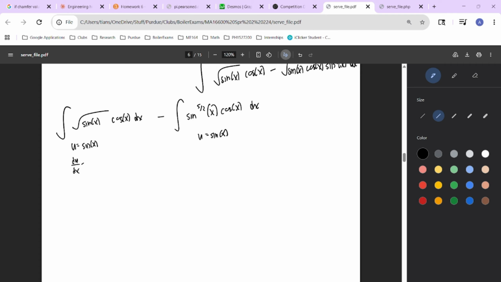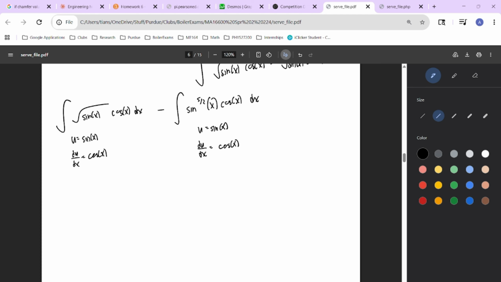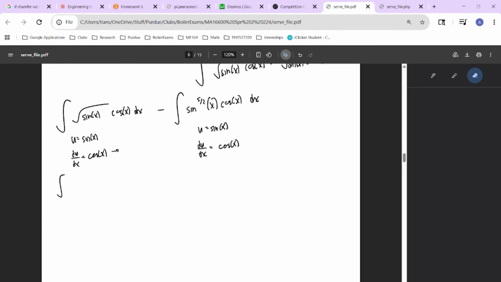du/dx is equal to cosine of x. Same for here, actually. As I'm doing this problem, I realize that I don't actually need to split up the integral, but I do it anyway because it makes it simpler for me to follow.